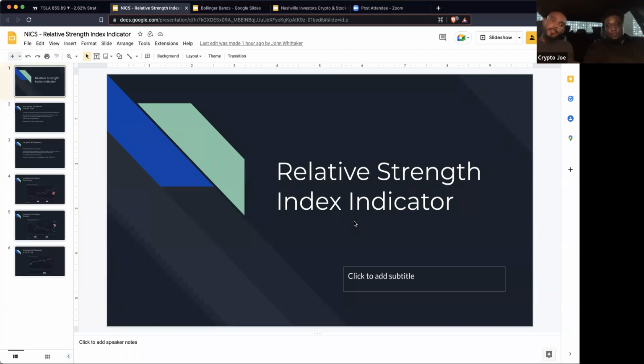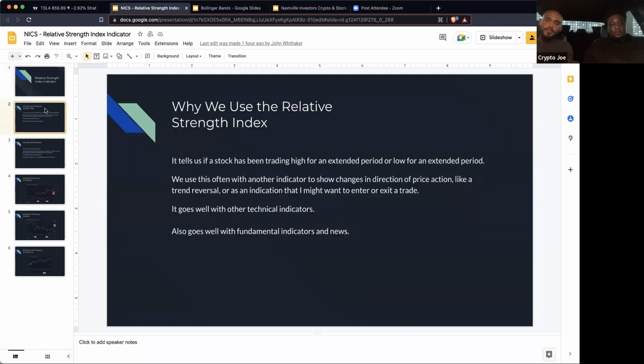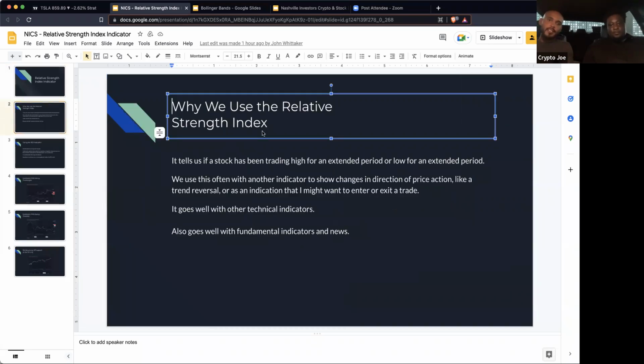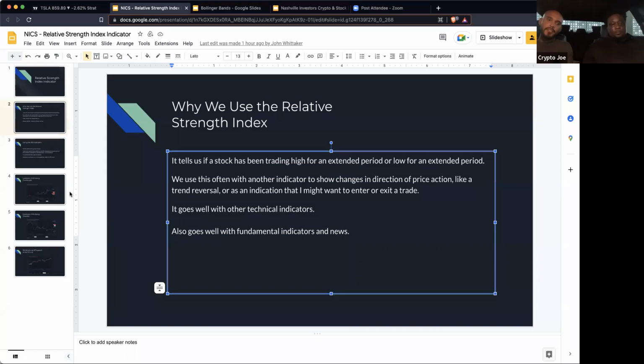So we're going to talk about the major entry and exit indicators we use. They're used pretty much all over the world, and we also use a couple of unique ones. The first one we'll start off with is the RSI, the relative strength index indicator. We'll just flip through some Google slides and go through some of the major ones we use.